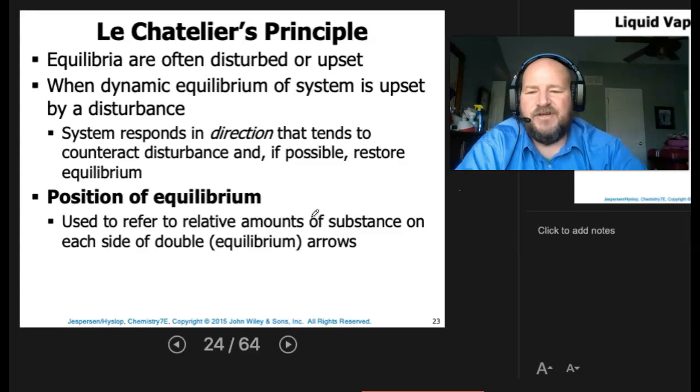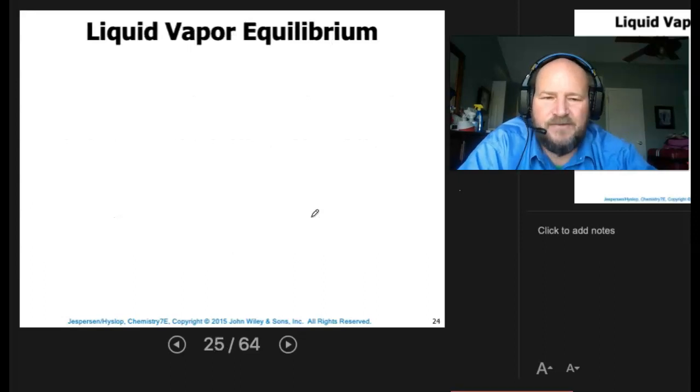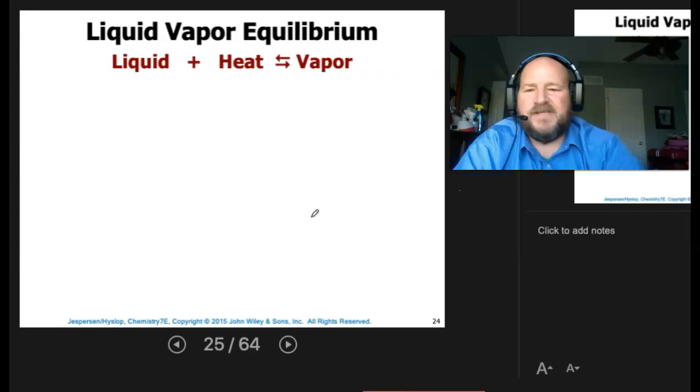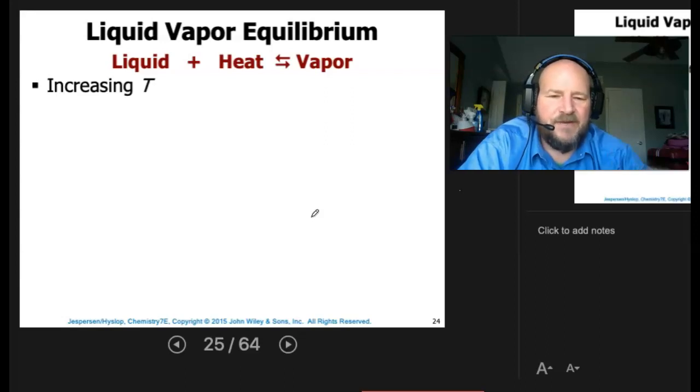The position of the equilibrium is used to refer to the relative amounts of substances on each side of the arrows. In other words, we'll have our double-headed arrows. I might say something like a liquid plus heat gives us a vapor, and the arrows are in equilibrium, so they're going both ways. Now I'm going to increase the temperature. So I'm going to take my equilibrium and disturb it.